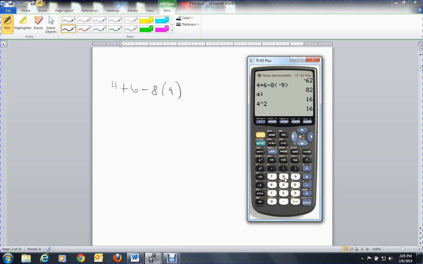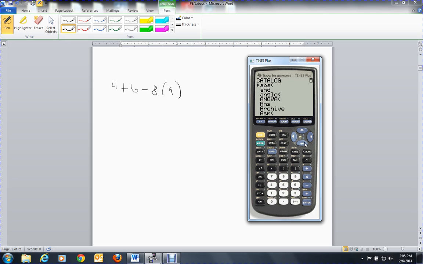So there's all kinds of features here that you want to just play around with. If there's something that you're looking for and you can't find it, above the 0 key is a catalog, which is yellow. So if you hit the second catalog key, you'll be able to find pretty much anything that you want on this calculator. Now, say I wanted to find sin, S-I-N.